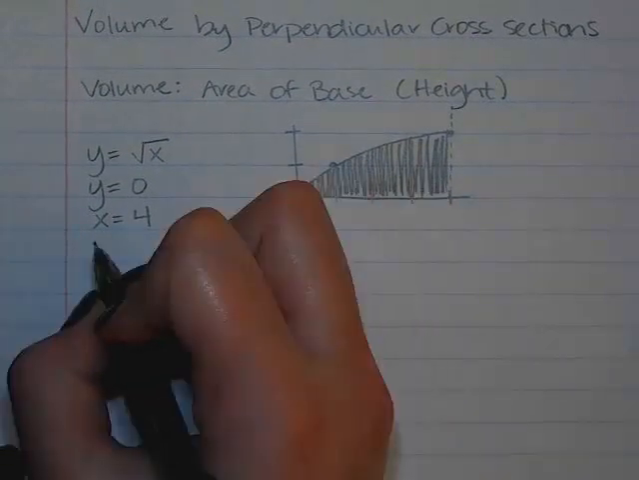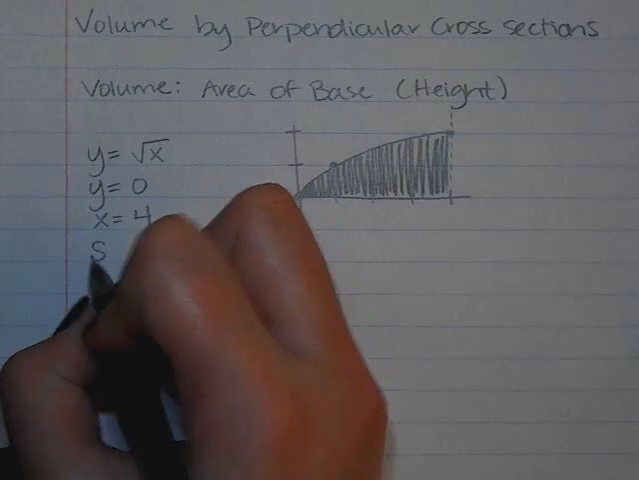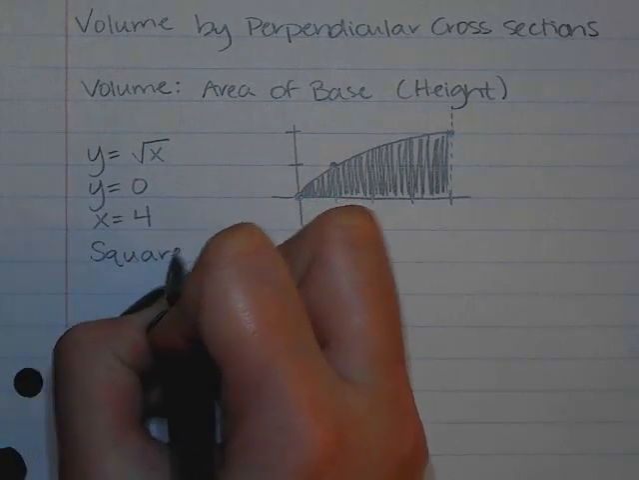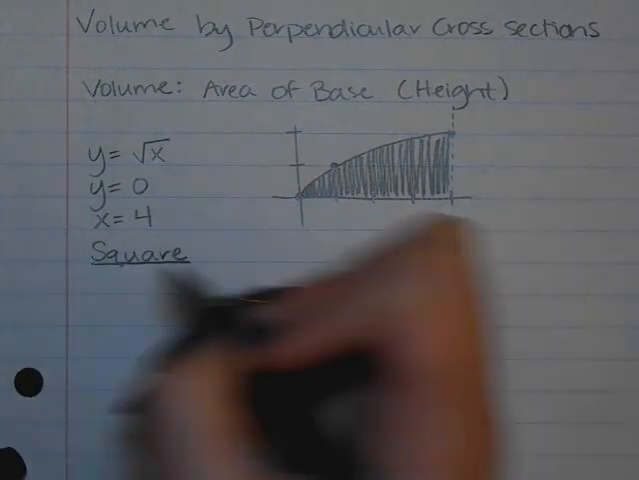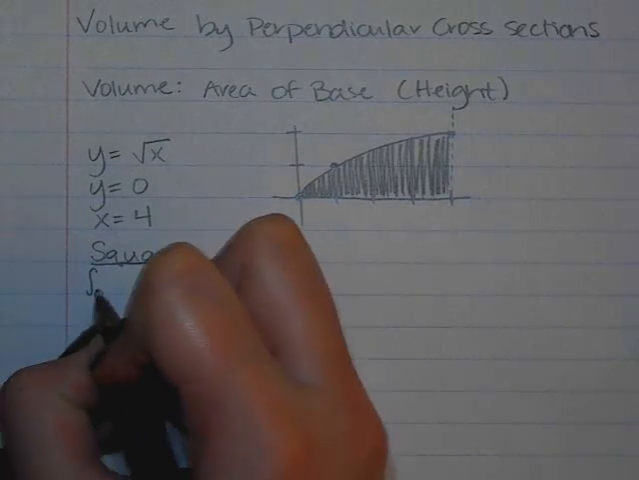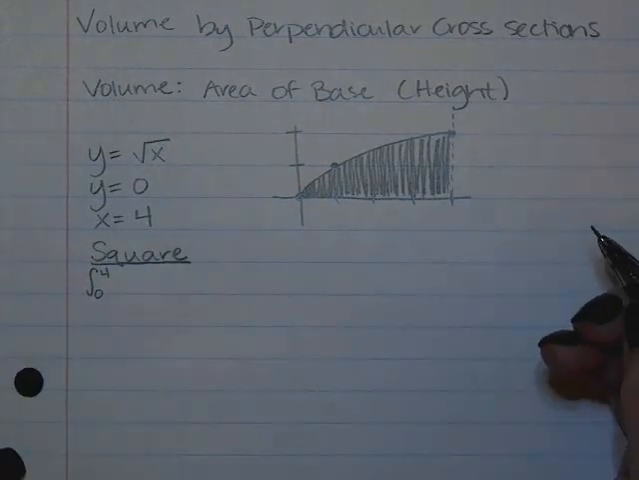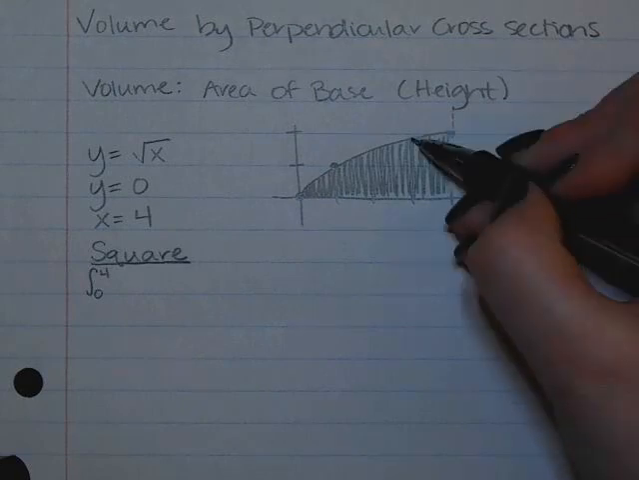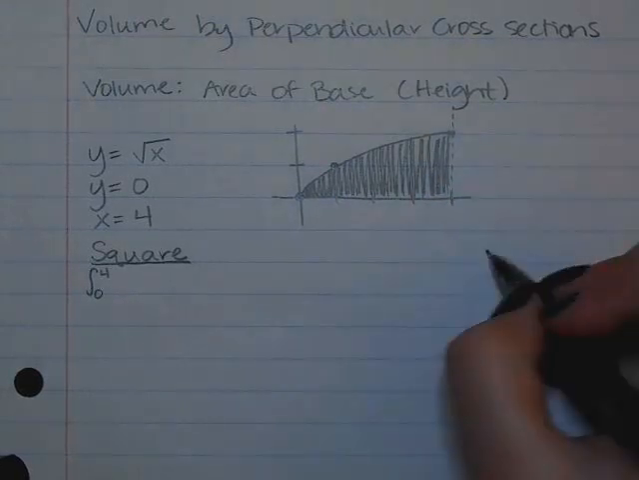All right, so first we're going to start off with a square cross section. And so the volume is going to be the integral from 0 to 4. And we're going to do top curve minus bottom curve.